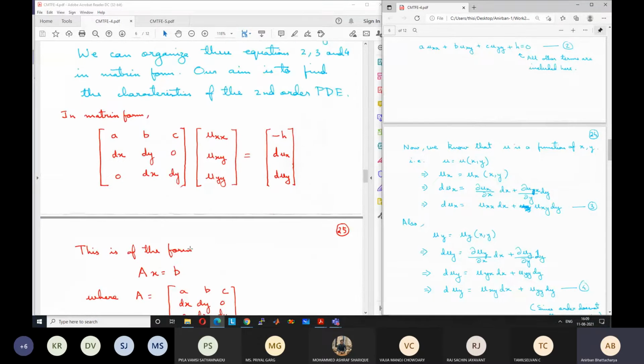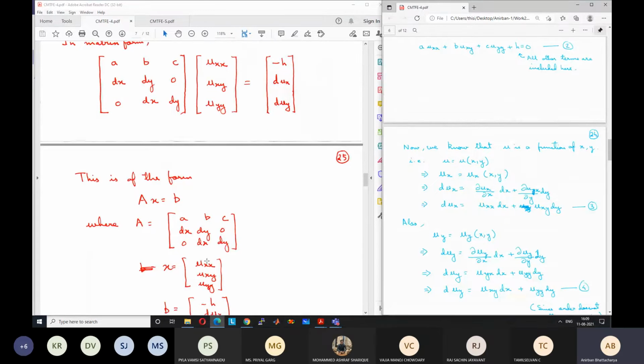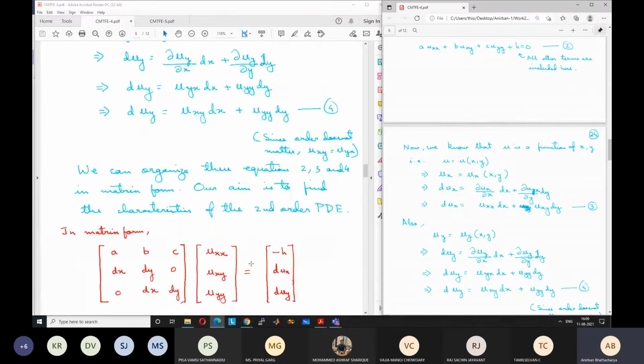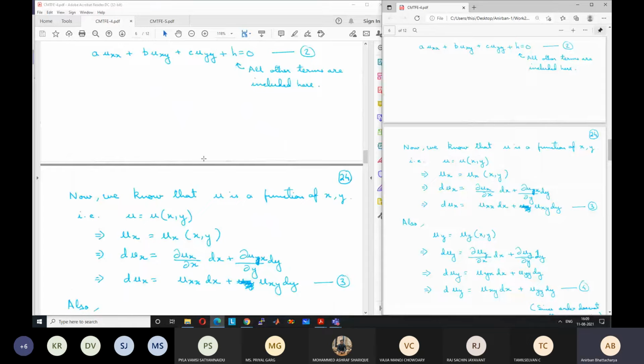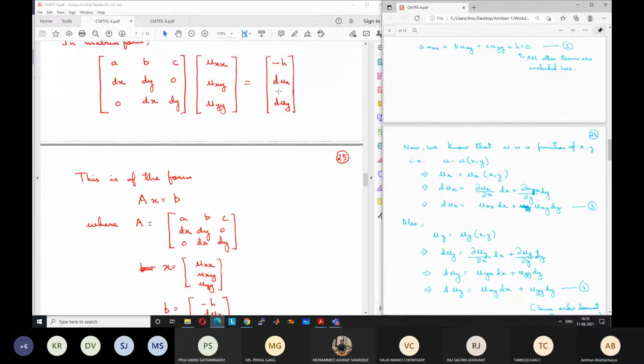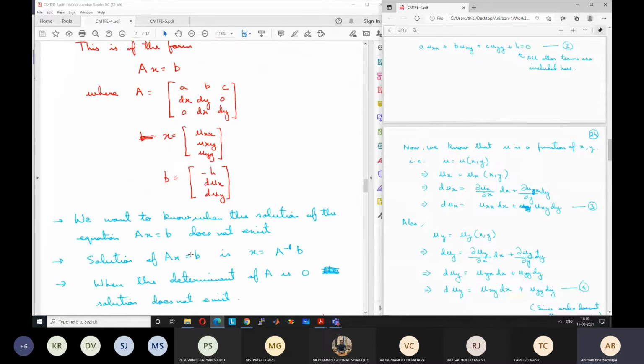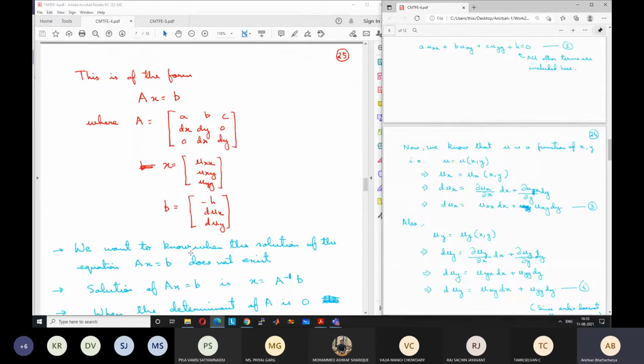So this is all three equations in matrix form. This is of the form Ax equal to b, where A is the coefficient matrix: A, B, C; dx, dy, 0; 0, dx, dy. x constitutes the three second order partial derivatives uxx, uxy, and uyy. You can see that these three partial derivatives are there in x. And b is minus H, dux, and duy.